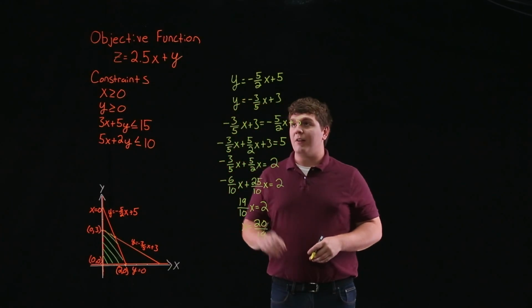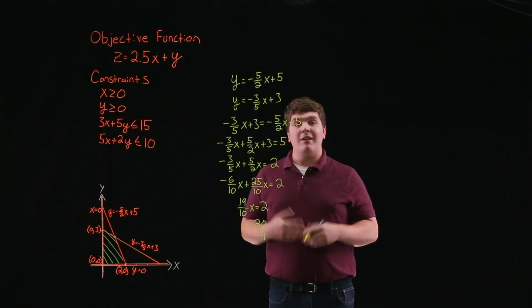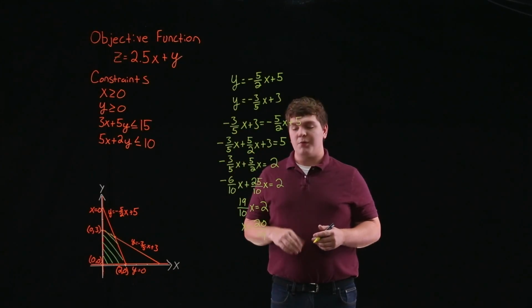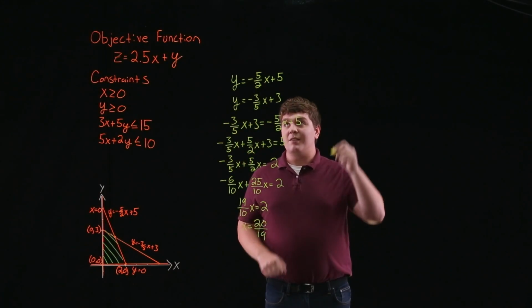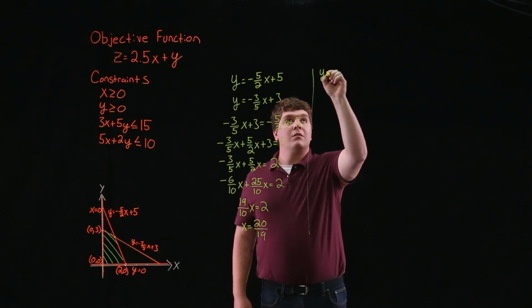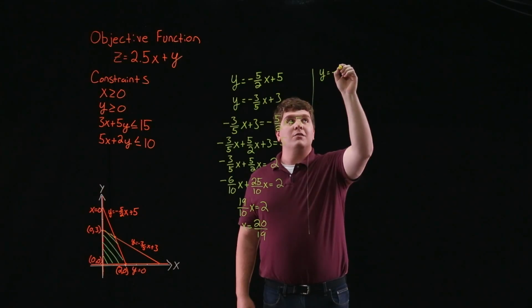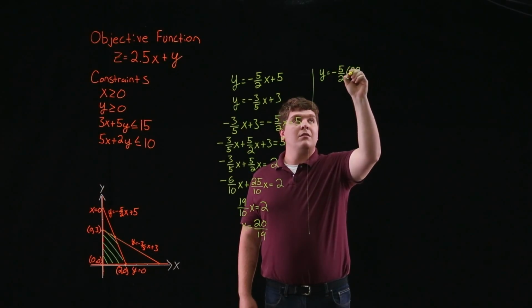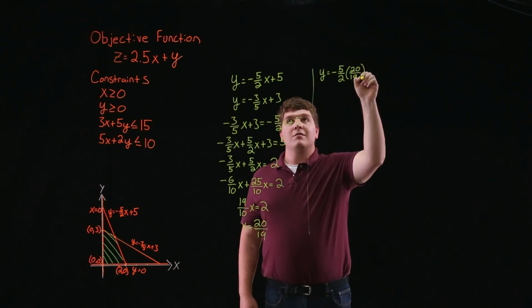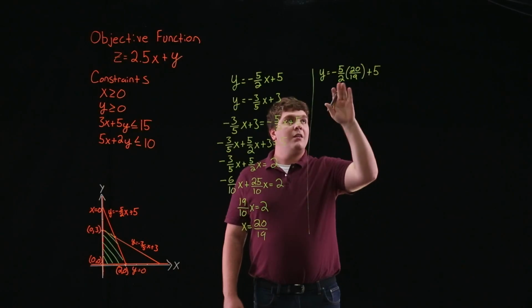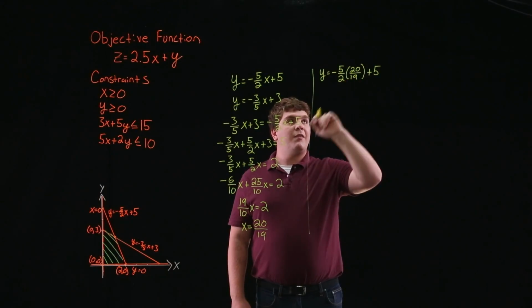So now to find the y-coordinate, let's take this and substitute it back into either of our initial equations. Let's go ahead and substitute it into the first one. So we know that x is 20/19. So y is going to be equal to negative 5/2 times 20/19 plus 5. Here we can go ahead and simplify.